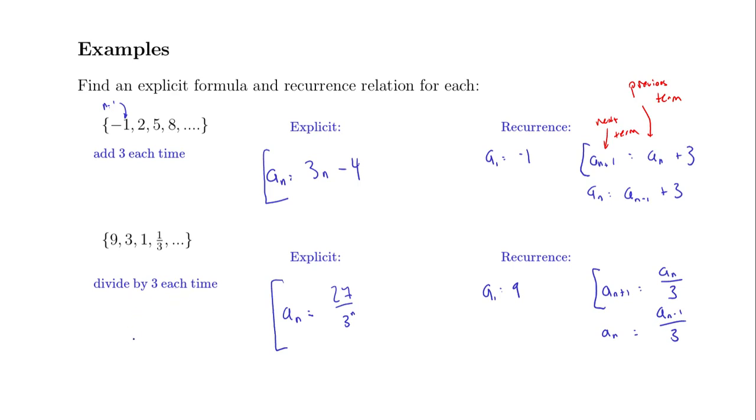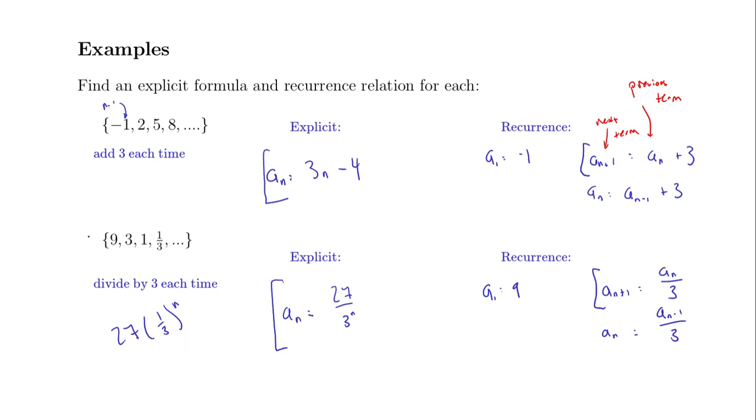I do a similar thing with this division by 3. This is really multiplying by a third over and over and over again. So this is really like 27 times a third raised to the n, but I just wrote it this way because it's a little cleaner. This multiplication by a third over and over again is really just an exponent.